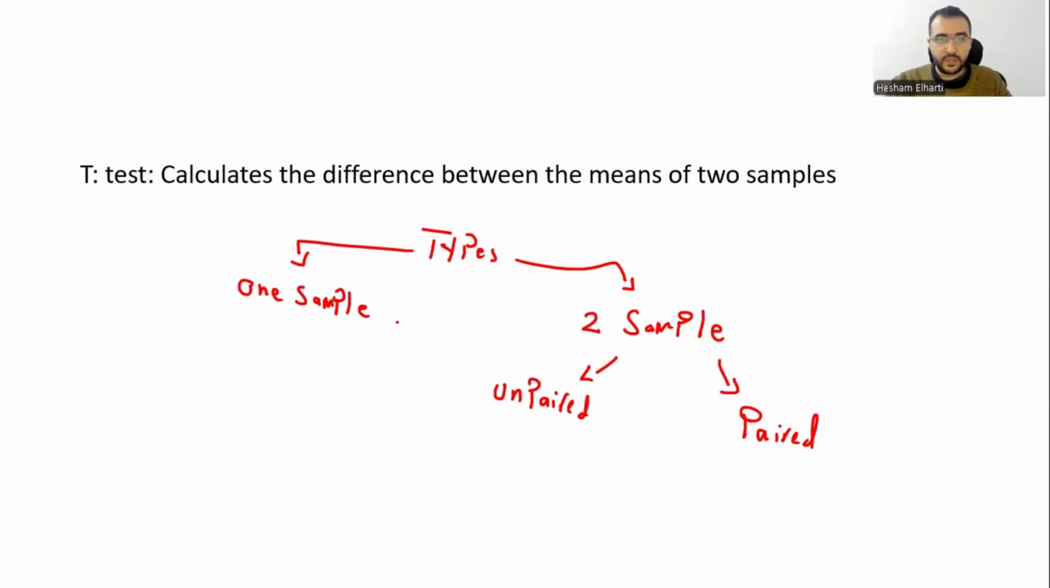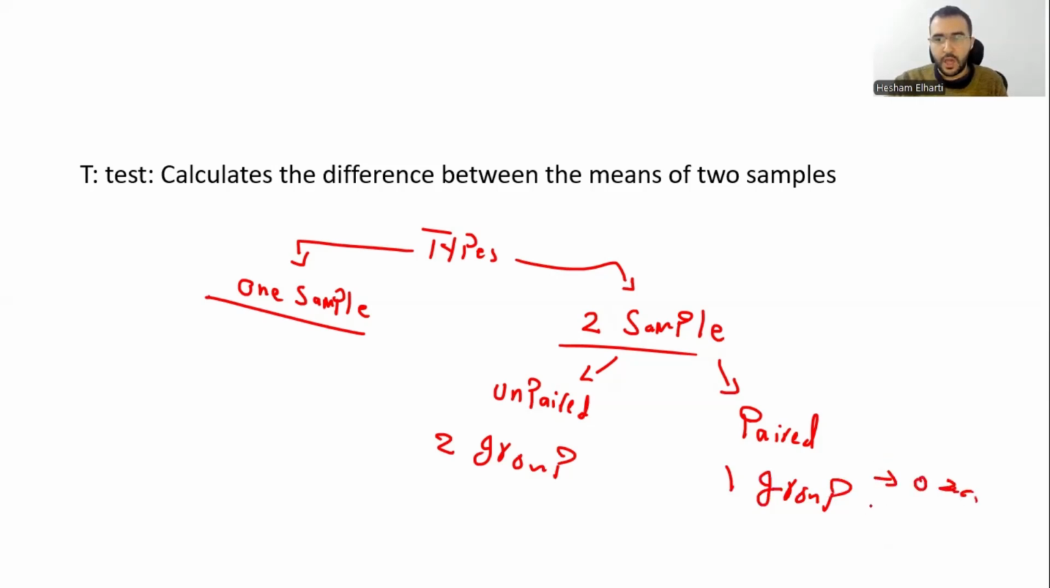Regarding the t-test, there are two types, one sample and two sample test. And the two sample test is further subdivided into unpaired and paired test. The unpaired test is for two groups at the same time, but the paired test is just one group at two different times. For example, let's say time 0 and after 3 months. So we measure the difference in the scores.